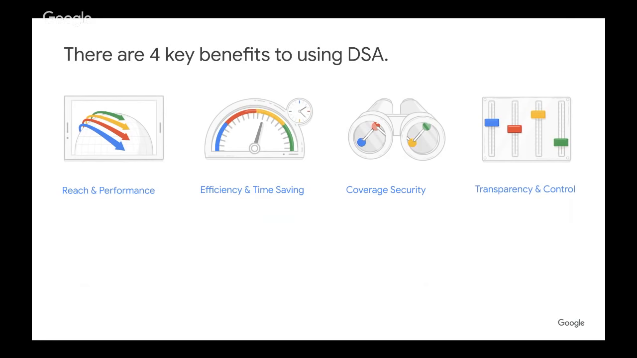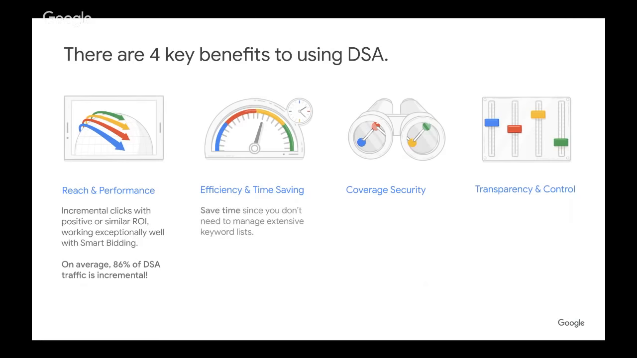So there are 4 key benefits to use dynamic search ads. Firstly, if you use dynamic searches, you enter more auctions. On average, 86% of a DSA campaign would be incremental traffic. It's efficient because you don't have to create all the ads and ad groups, because it can just run automatically. You will cover all the queries that are relevant for your website.